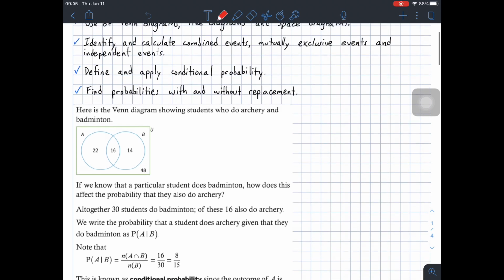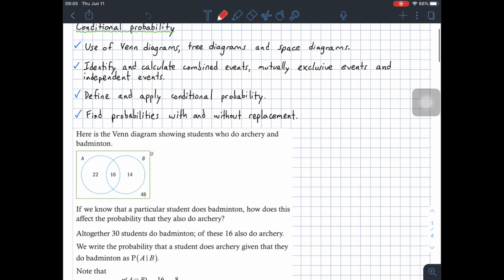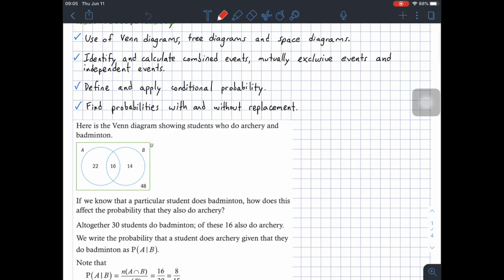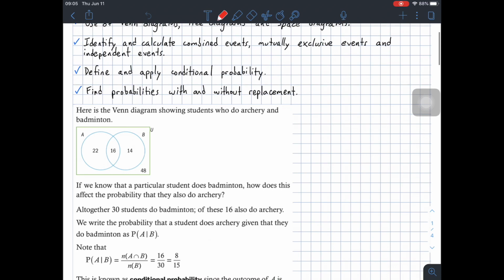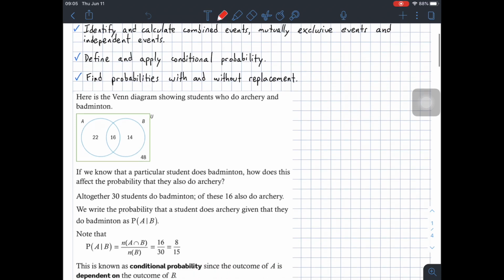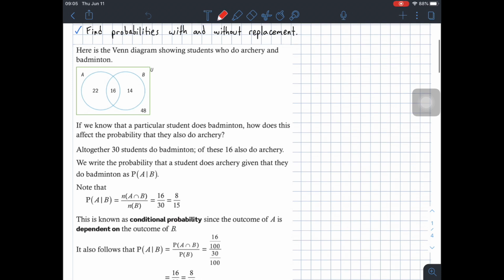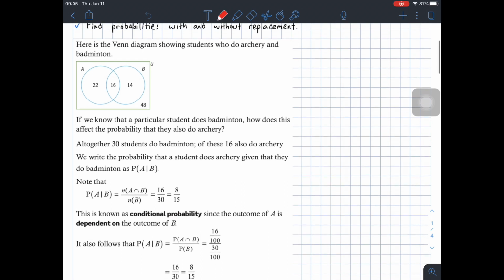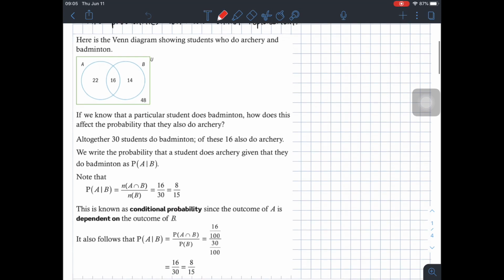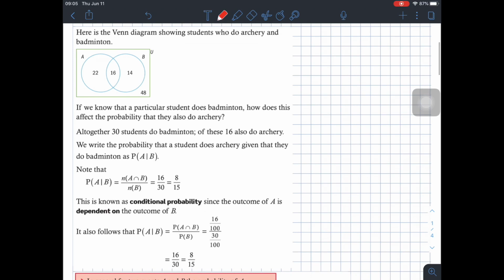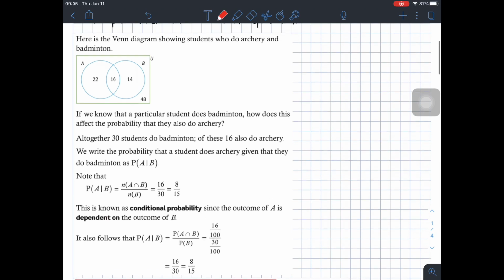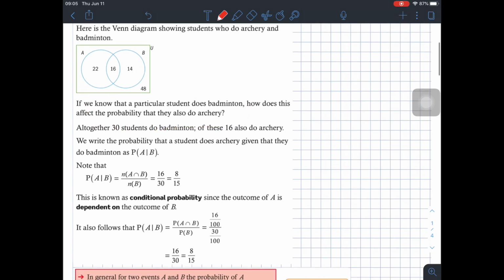Okay, so let's see the concept of conditional probability through the example which we were studying during all of the different concepts we've seen. It says, here's the Venn diagram showing students who do archery and badminton. So we have archery A, badminton B. If we know that a particular student does badminton, how does this affect the probability that they also do archery? So this is basically the concept of conditional probability.